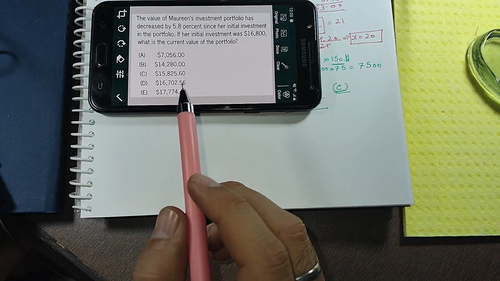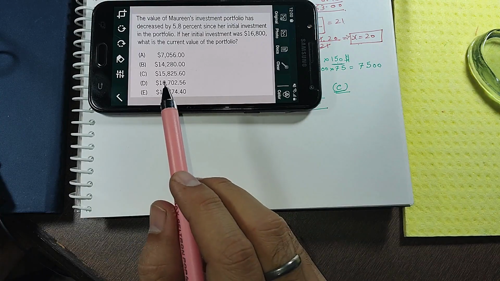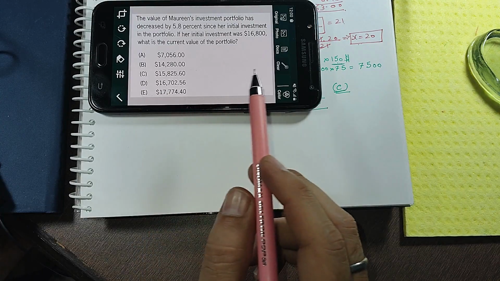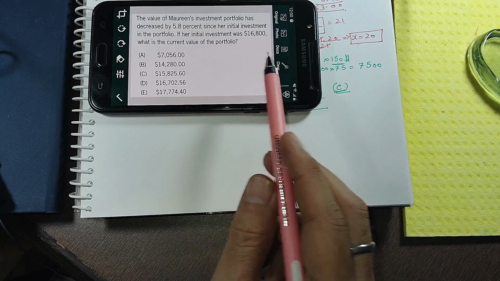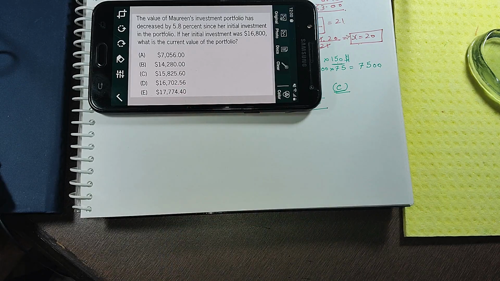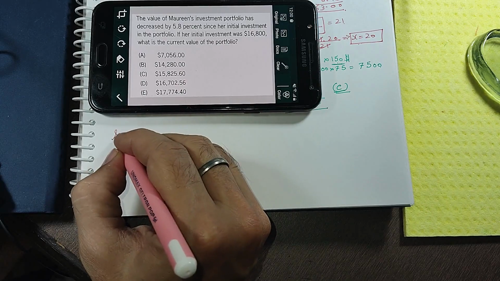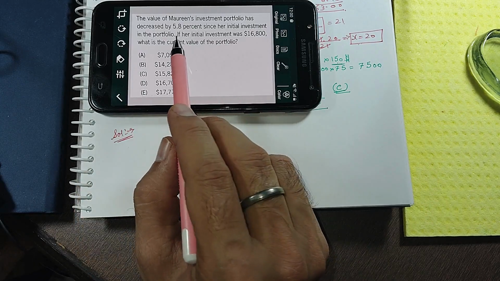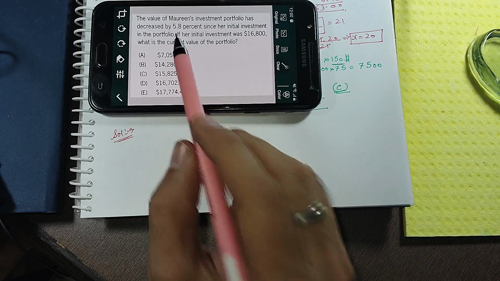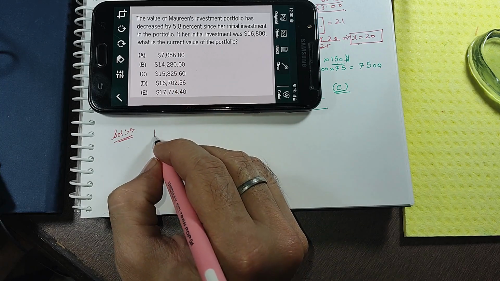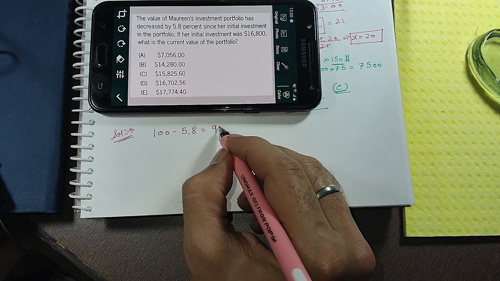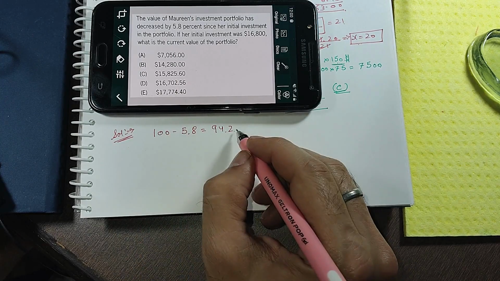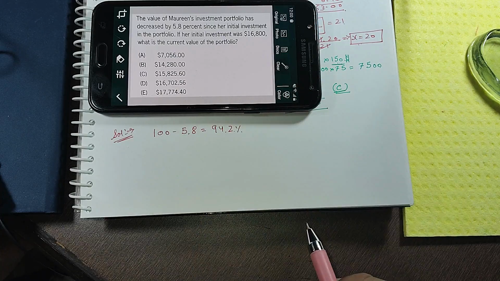The value of Maureen's investment portfolio has decreased by 5.8% since her initial investment in the portfolio. If her initial investment was 16,800, what is the current value of the portfolio? So I will do that. See, it is saying that the portfolio has decreased by 5.8%. So what does that basically mean? That 100 minus 5.8, which is equal to 94.2. 94.2% is now the actual value of our initial investment.